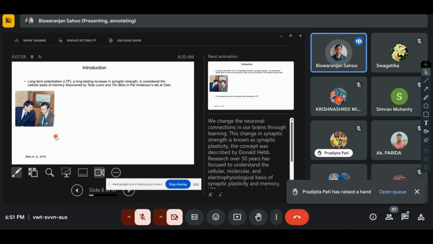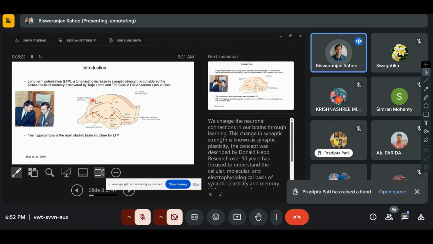Okay, already in the video you have been introduced to LTP, which is the cellular basis of memory. This was discovered by Bliss and Lomo, two scientists in Per Andersen's lab in Norway. After that discovery, the hippocampus was the most studied structure for LTP, long-term potentiation. And this is the brief circuit of the hippocampus in a section of rat. This is a very interesting structure, with information flowing through the trisynaptic pathway. It's a very famous pathway.